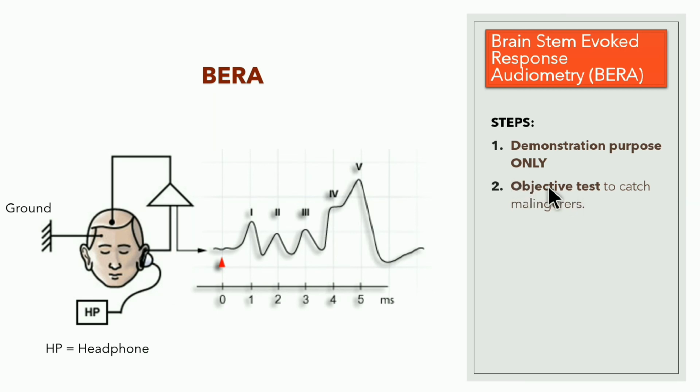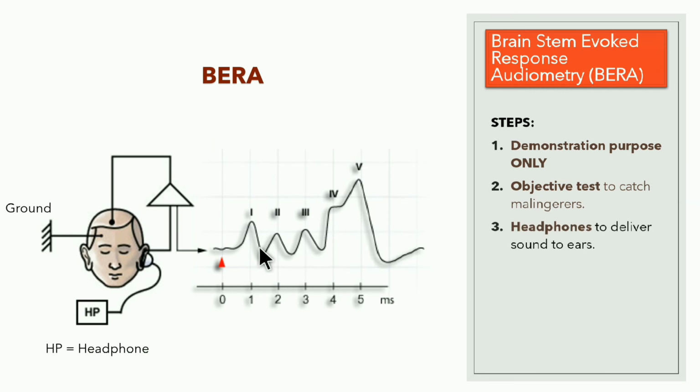These objective tests are very important to catch the malingerers. What are malingerers? Malingerers are people who pretend that they have a disease, but they do not have the disease, because of some sympathy, or maybe because of some benefit that they may be getting if they pretend to have a disease. So these people are known as malingerers. To catch the malingerers, the BERA test is very effective.